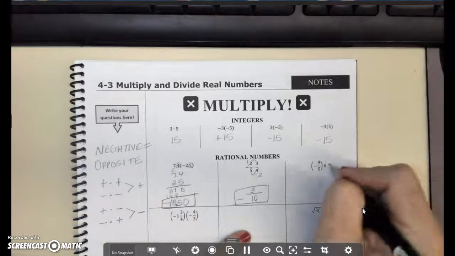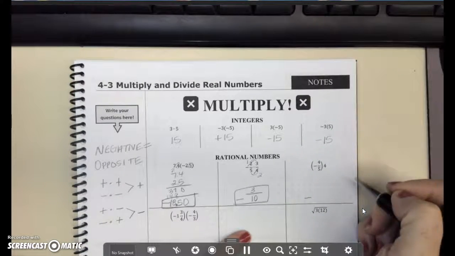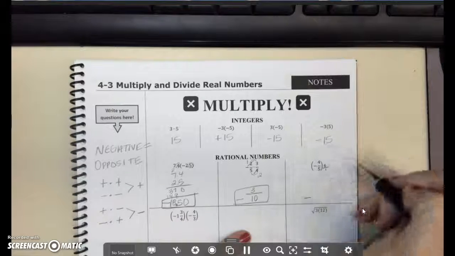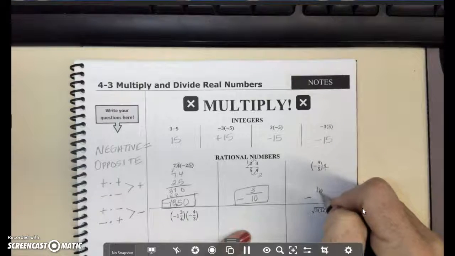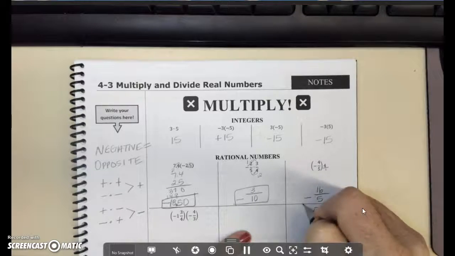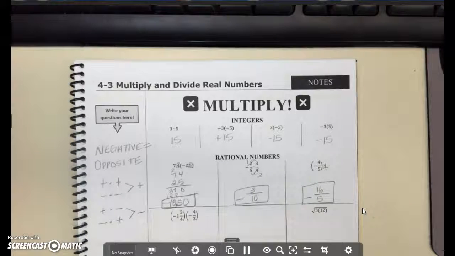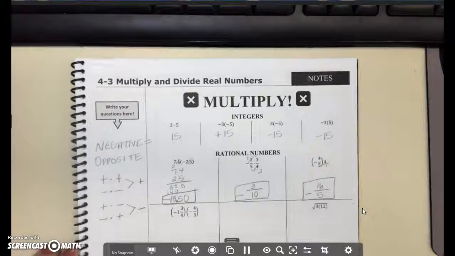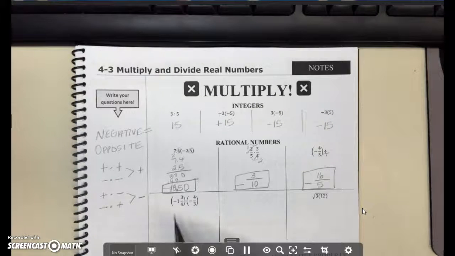Moving along, we've got a negative times a positive, so I know my answer is going to be negative. Now I just have to worry about the numbers. 4 times 4 is 16, and 5 times 1 is 5. It really is that simple, and I know it seems like it's going kind of quick, but I don't want to make it any more complicated than it needs to be.